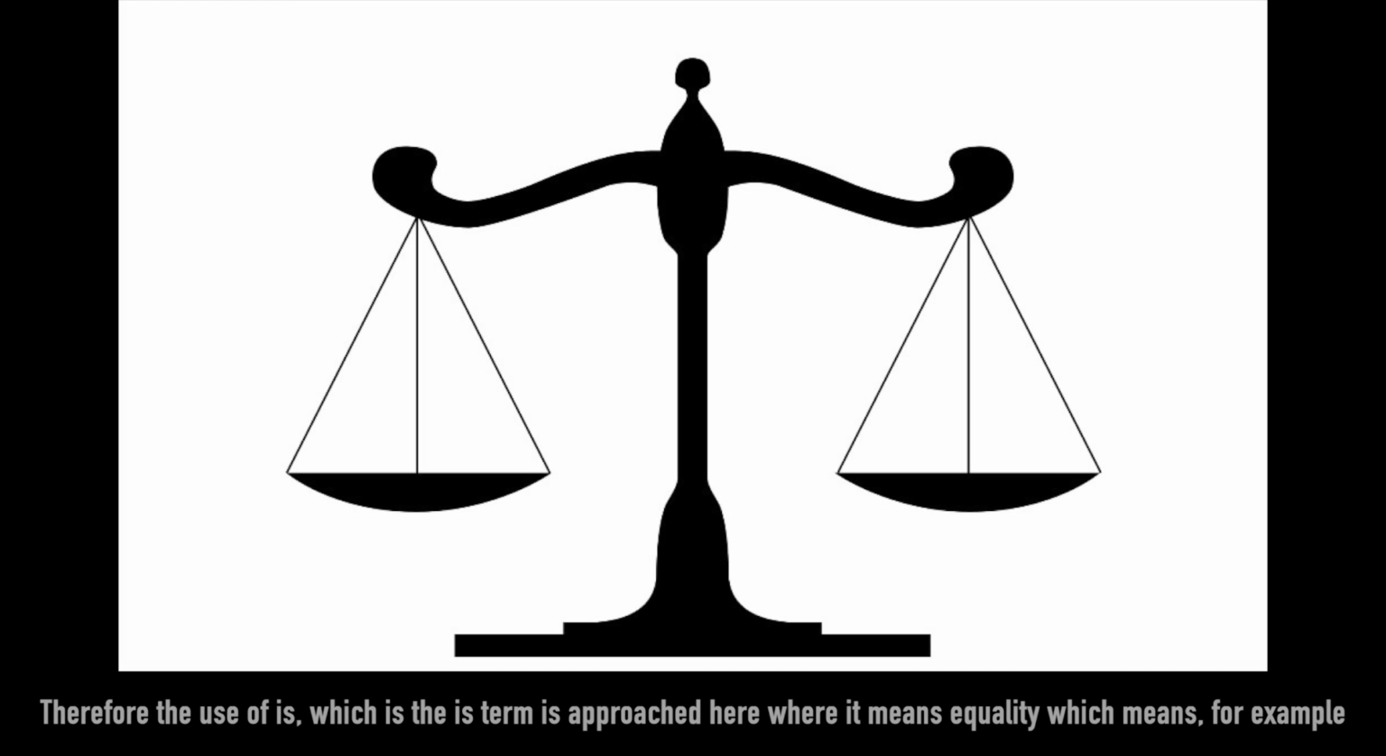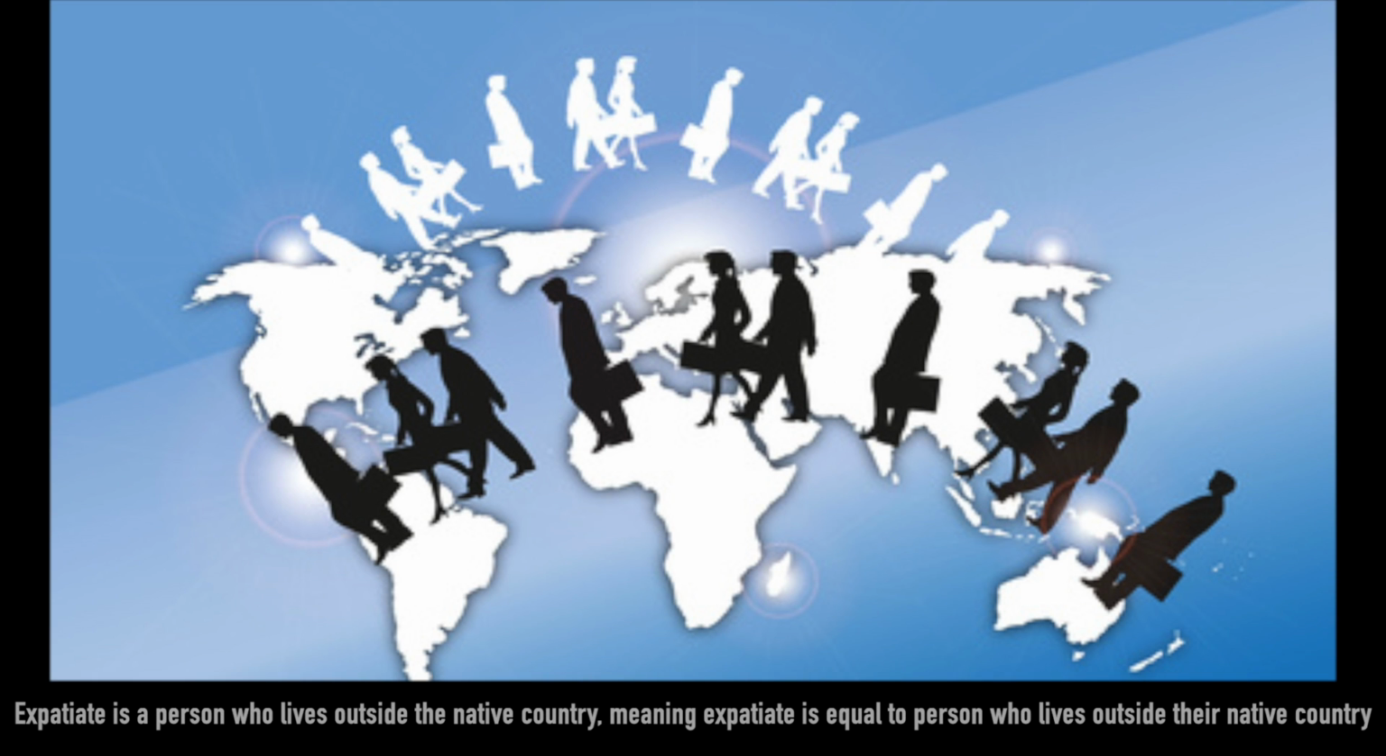Therefore, the use of the "is" term is approached here, where it means equality, which means, for example, expatriate is a person who lives outside the native country, meaning expatriate is equal to a person who lives outside their native country.